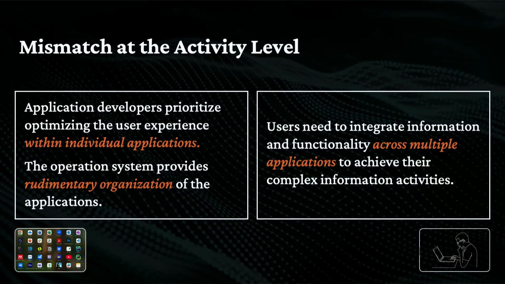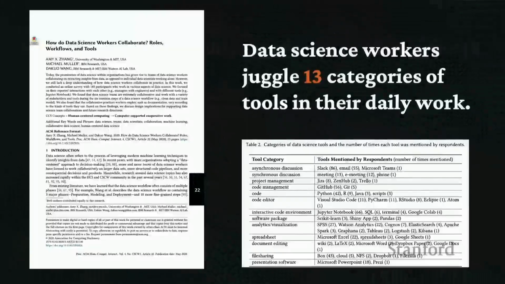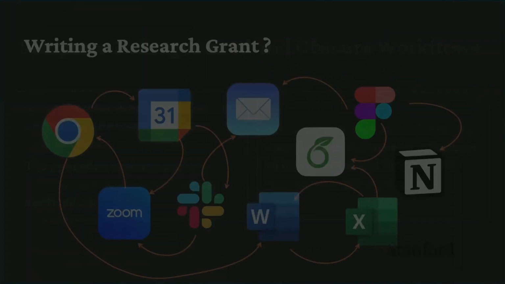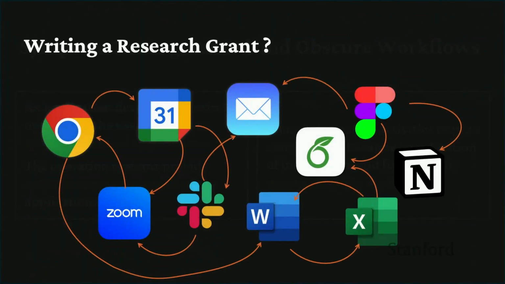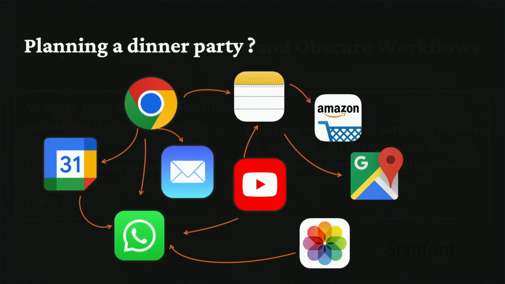But then the user, when they need to work on these information activities, needs to coordinate a lot of applications. For example, research finds that data science workers need to juggle 13 categories of applications in their daily work. And when I'm working on my research grant, I don't have an app, right? I have a lot of apps, and I have to juggle all these things to achieve my activity. Same for organizing a dinner party, and you may use a different set of apps. And that's the whole point. We all have our own workflow.